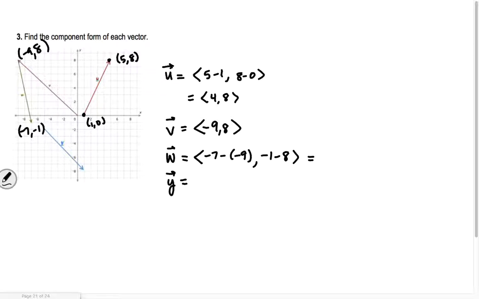Okay, so W, you should take the negative 7, negative 1 first, right? Because that's where the arrow was. So you're going to have negative 7 minus a negative 9, and then negative 1 minus 8. So what do we get here? 2, negative 9. Did you guys get that? Yeah, is this making sense? Do you guys get it?